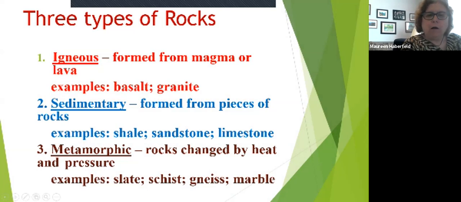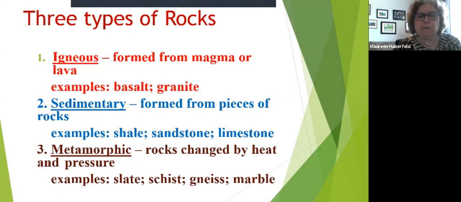We're going to start talking about rocks first, and our first group of parks that comes after this class are the igneous parks that have igneous activity. So igneous rocks are rocks that are formed from magma or lava. Some examples that you may have heard of are granite and basalt. We'll talk more about those. Sedimentary rocks are formed from pieces of other rocks. And some common well-known examples of those are shale or mudstone, sandstone, and limestone. And then metamorphic rocks are rocks changed by heat and pressure from one type of rock to another. And some common examples of those would be the rock slate or schist, or the rock gneiss, where the G is silent, or marble.